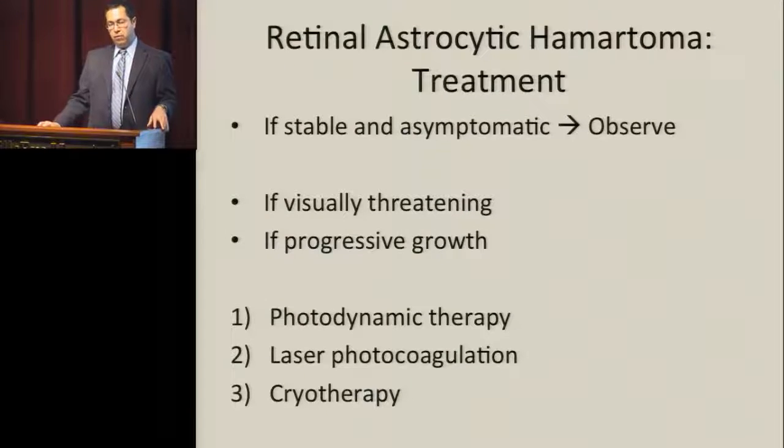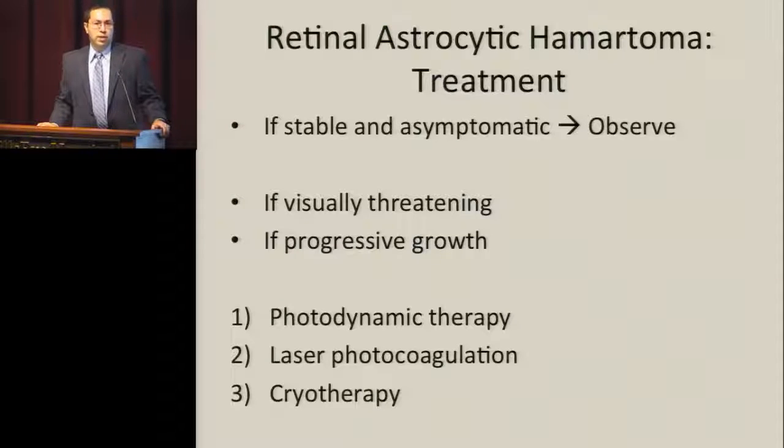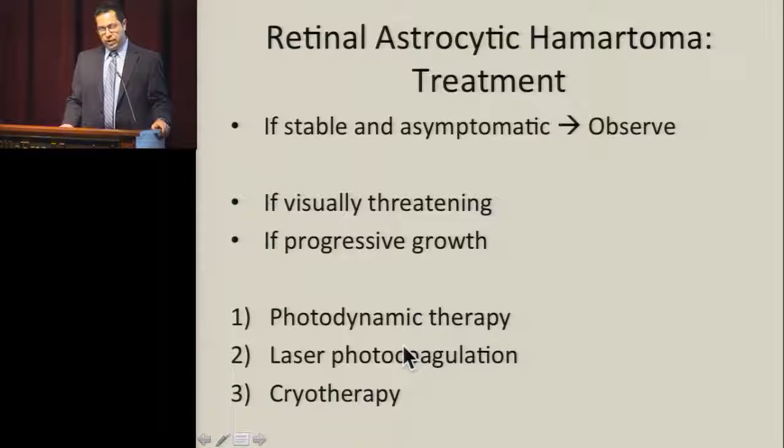So as for treatment, as I said, usually these lesions are stable, they are small, usually they are asymptomatic, nothing needs to be done. In some cases, if they are close to the fovea, they leak, they start to affect the vision. If they show progressive growth, then you have to treat them. Treatment usually is photodynamic therapy. If it's very small, laser photocoagulation. If it's peripheral, sometimes we can do cryo, but rarely necessary.